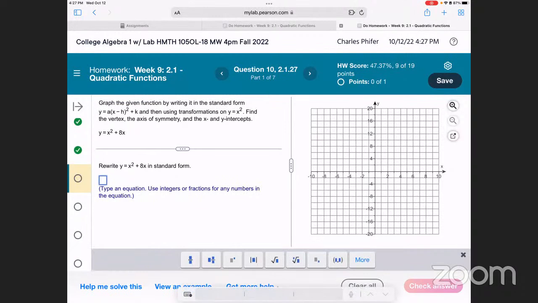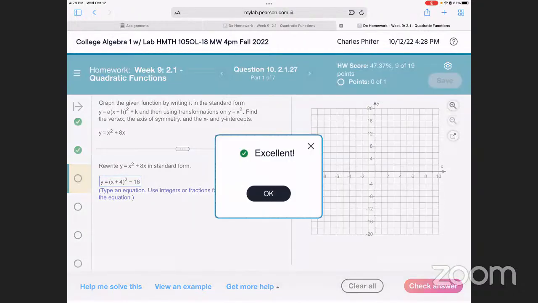Here, y equals x plus 4 quantity squared, minus 16. I'm trying to look for something so I can check it, but I think I'm just going to go with it.